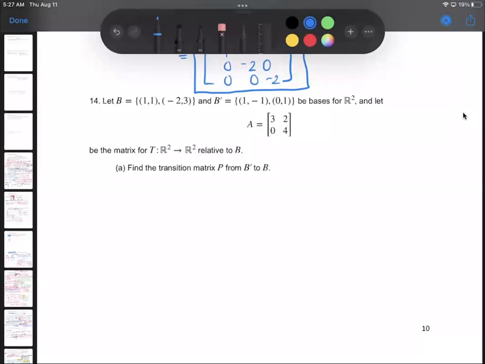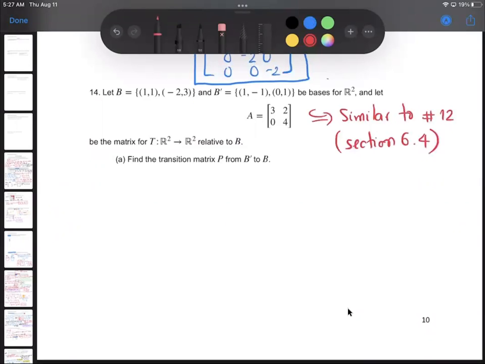Number 14, Daniel did this in section 6.4, number 12. So you can take a look at it. I'm not going to do this because the answer is there. It's not there, but similar, right? Similar to number 12, section 6.4. We did this in lecture, so I'm not going to do this again. It's pretty straightforward.